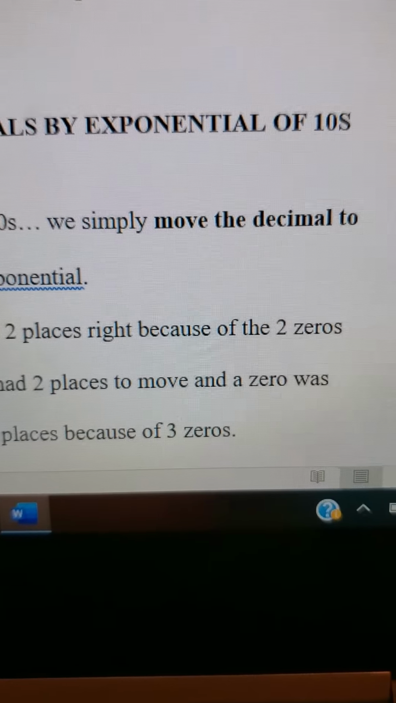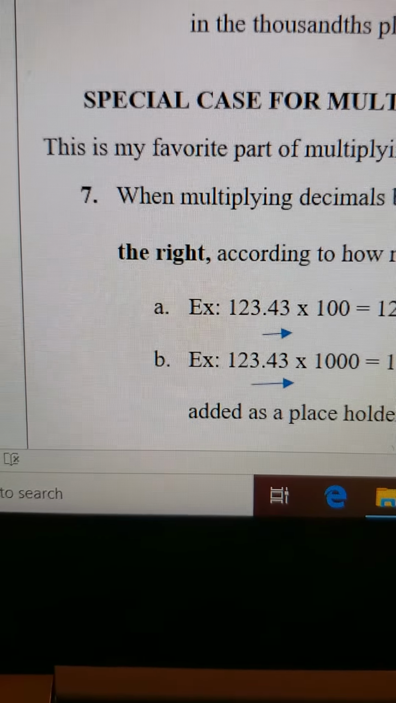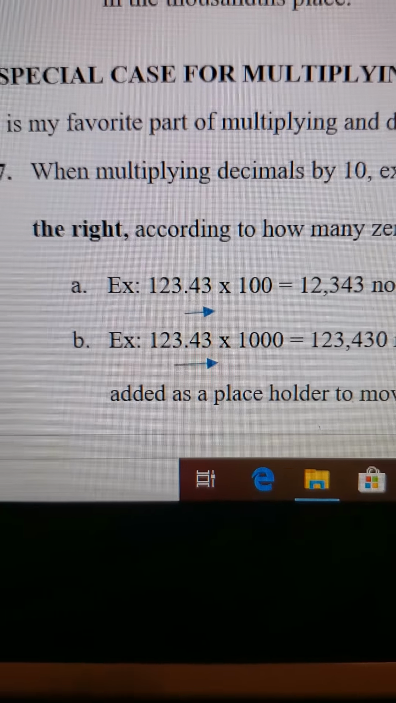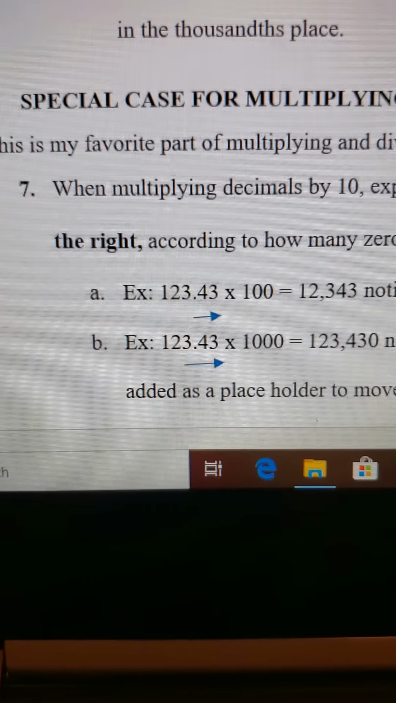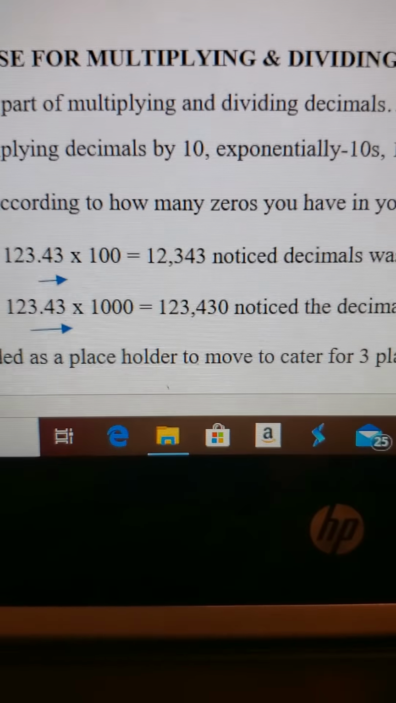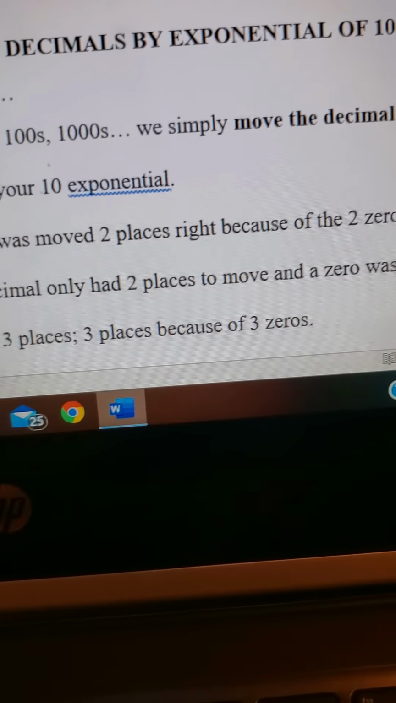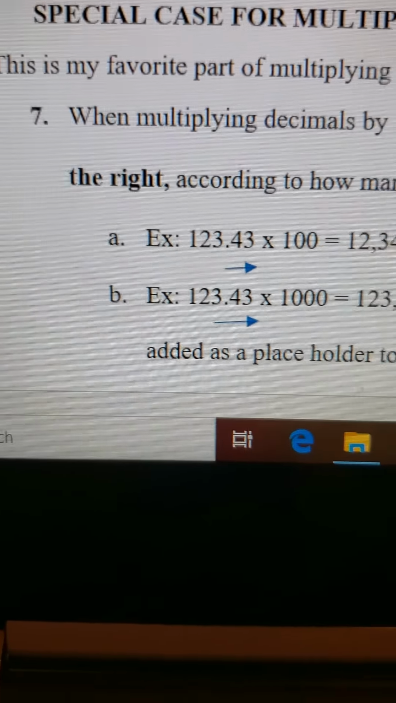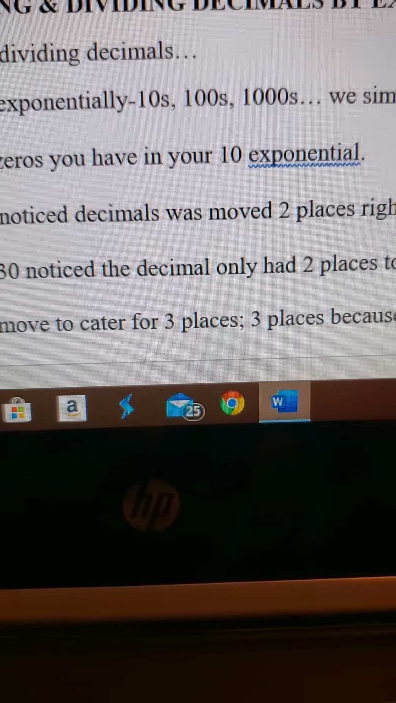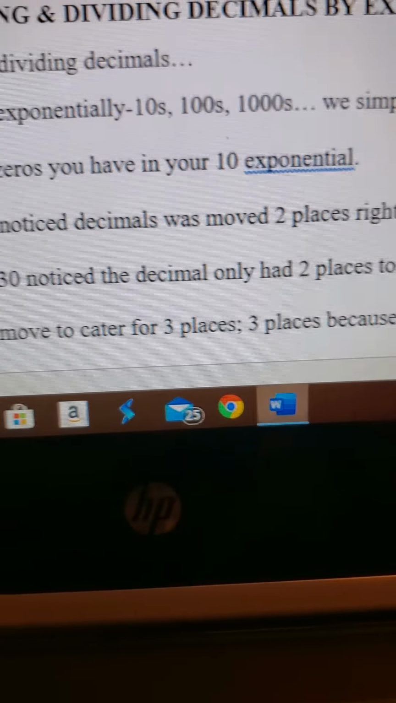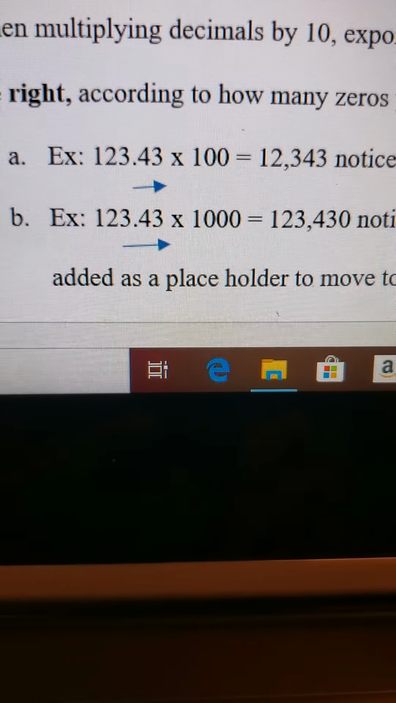Now, there's a special case for multiplying and dividing decimals, and that happens when you're multiplying or dividing by powers of 10. So when multiplying decimals by tens, hundreds, we simply move the decimal to the right according to how many zeros you have in your power of 10.